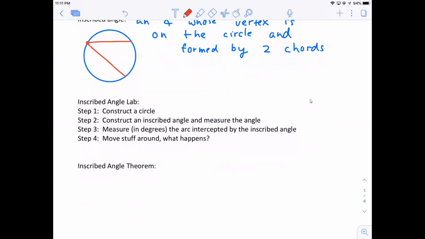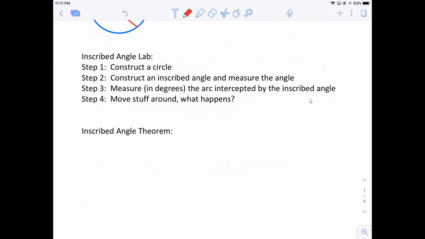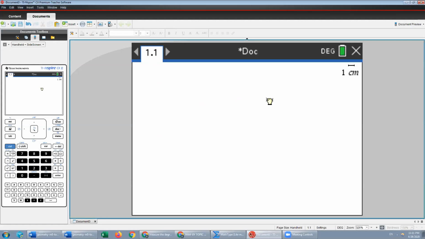We're going to do this inscribed angle lab and see if we can see a relationship or any relationships. I did finally download the TI Inspire software and get it registered, so hopefully this will work when I share the screen. All right, hopefully you can see my calculator now. I will check after this recording, and hopefully you can see this shared screen.